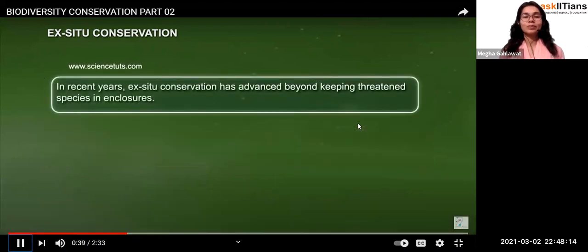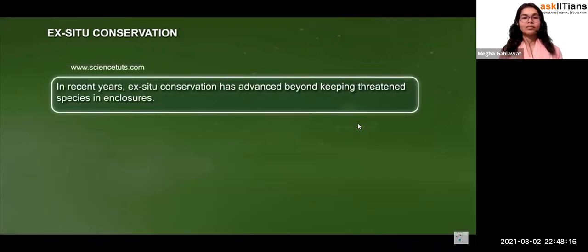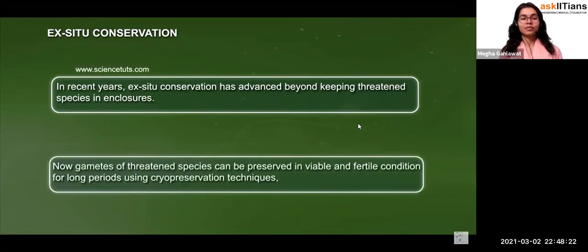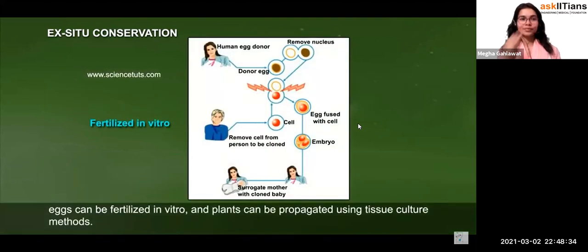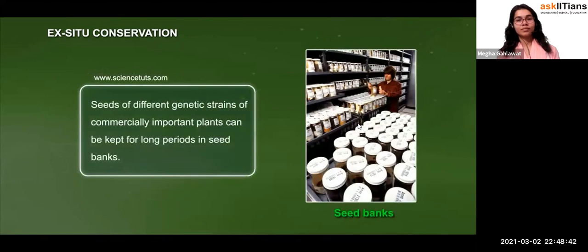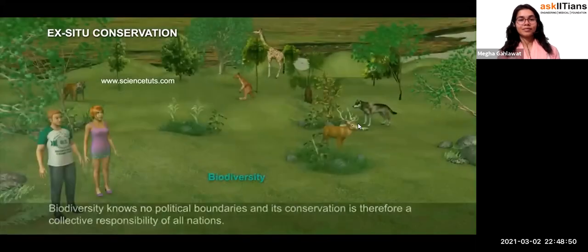In recent years, ex situ conservation has advanced beyond keeping threatened species in enclosures. Now, gametes of threatened species can be preserved in viable and fertile condition for long periods using cryopreservation techniques. Eggs can be fertilized in vitro and plants can be propagated using tissue culture methods. Seeds of different genetic strains of commercially important plants can be kept for long periods in seed banks.